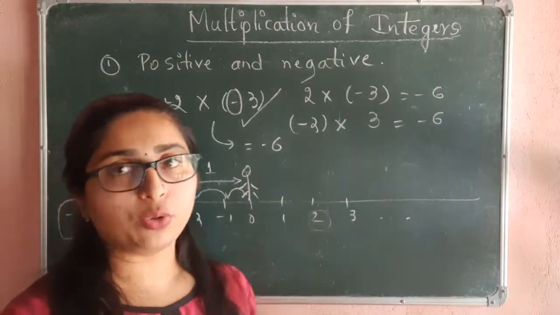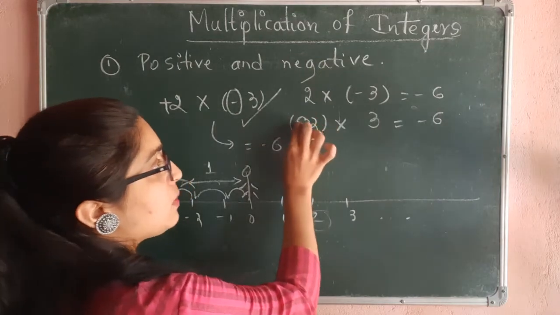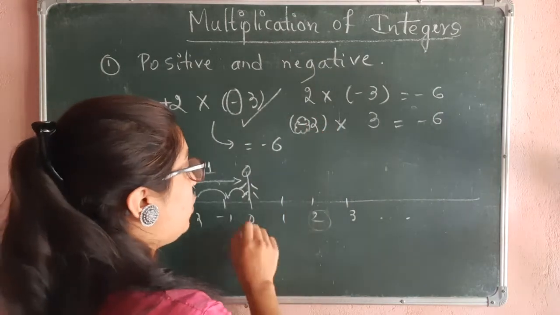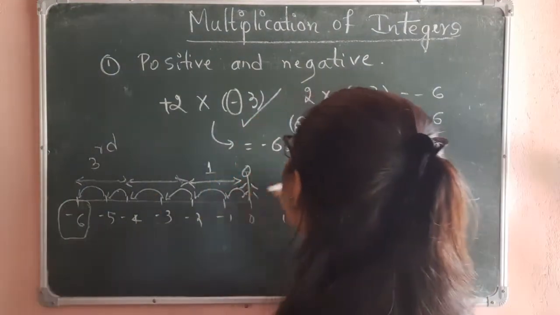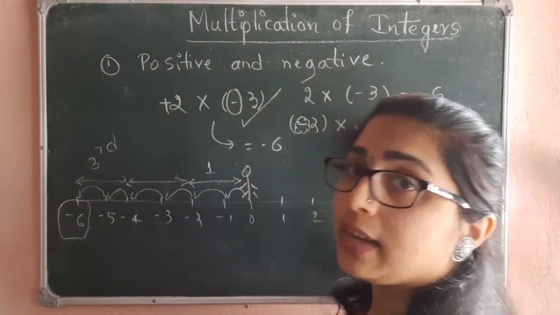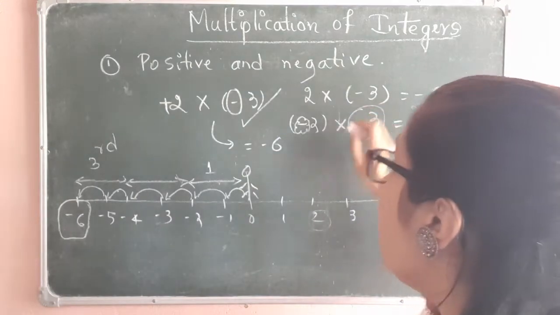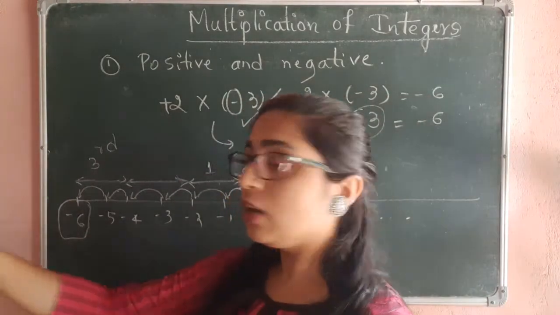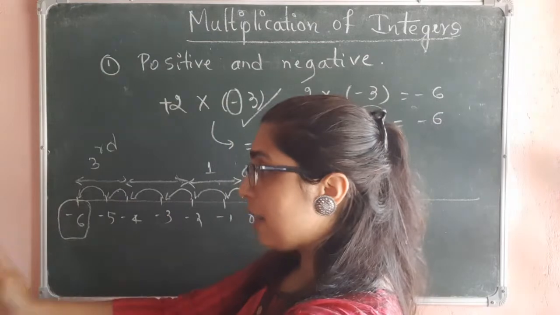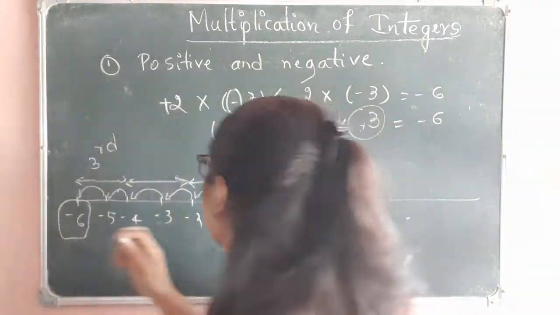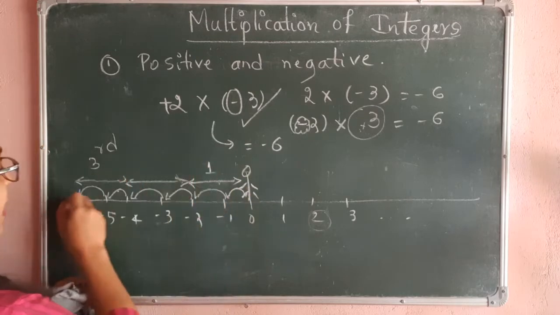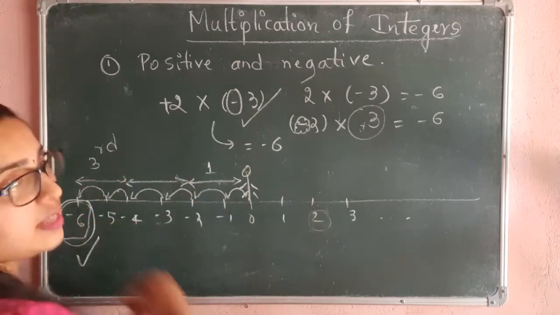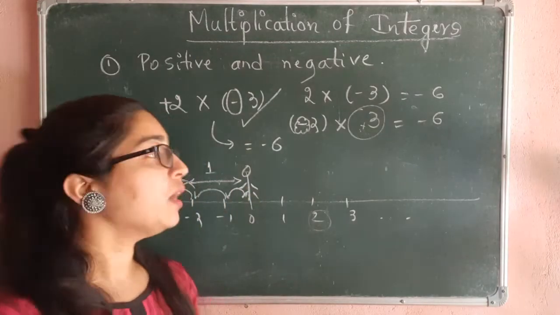Right? So we will take the next one. Minus 2 into 3. Since here that is minus, I am facing to the left of 0, towards the negative integers. Since 3 has a positive sign, I should jump forward. Towards the left and jump forward. So again, I will be jumping forward, and I will be arriving at minus 6.